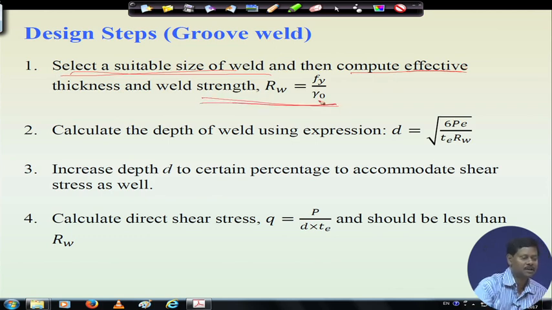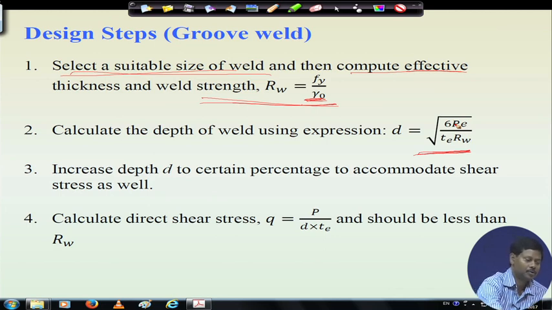Weld strength is basically RW, that will be FY by gamma m0. Now, we can calculate the depth of weld using the expression D is equal to the square root of 6 P E by TE into RW. Earlier we used 3 P E in case of fillet weld. So, please remember this difference.